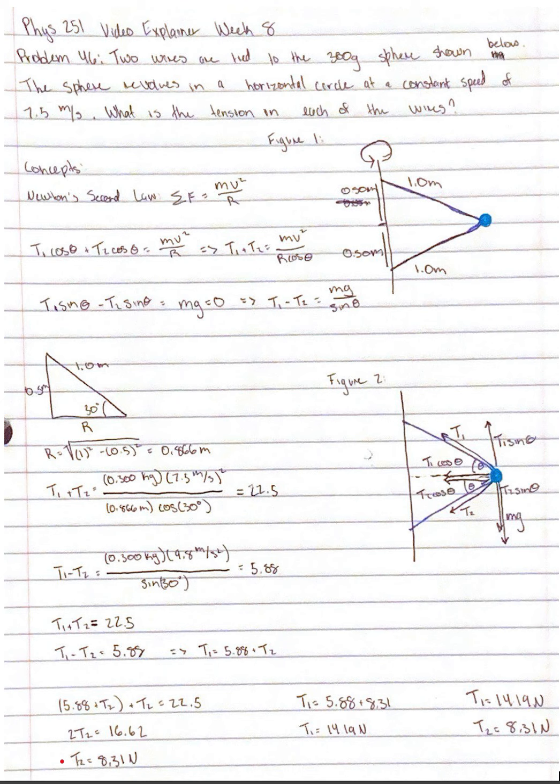Now that we have a value for T2, we can plug it back into our initial rearranged equation and solve for T1. When we do that down here, we get that T1 is equal to 14.19 newtons. So our final answer is the tension in the top wire is 14.19 newtons, and the tension in the bottom wire is 8.31 newtons.